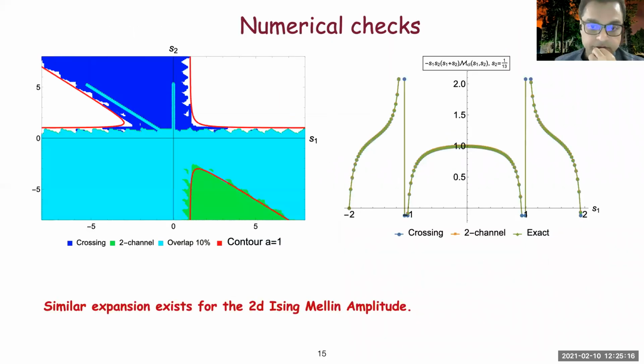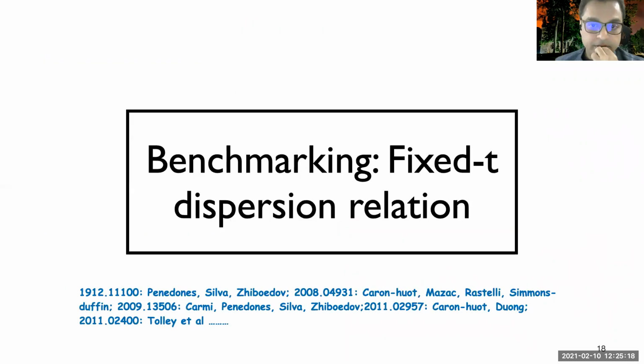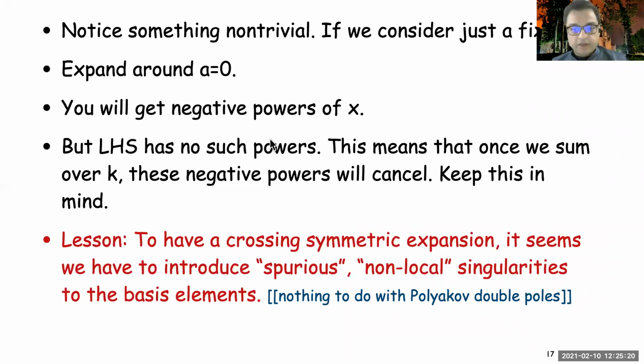Okay. So you can have a crossing symmetric expansion. It does have this form that you would have naively thought, with the 3 channels, but then the coefficients are reasonably complicated, and you have to understand what this means.